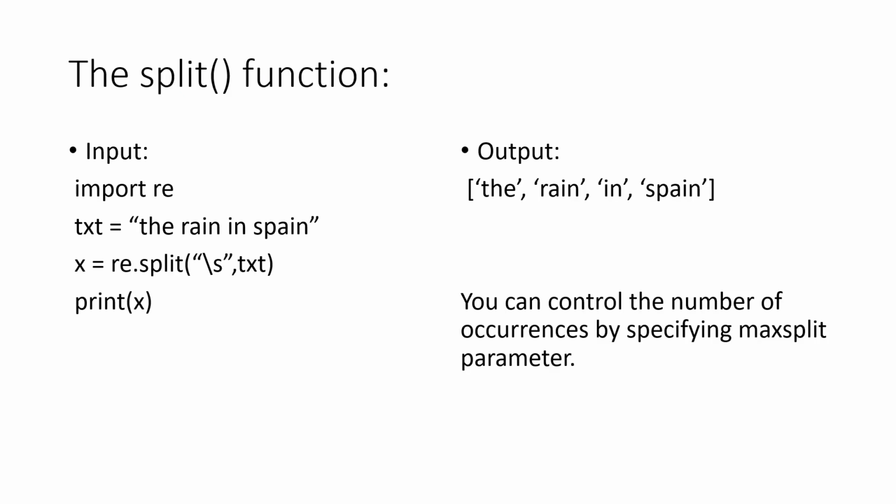Let's see the split function. The split function returns a list where the string has been split at each match. For example, here we take text equal to "the rain in Spain". We split using the whitespace character, \s, as the special character. So in the output we get the, rain, in, Spain, separated by spaces. You can control the number of occurrences by specifying the maxsplit parameter.